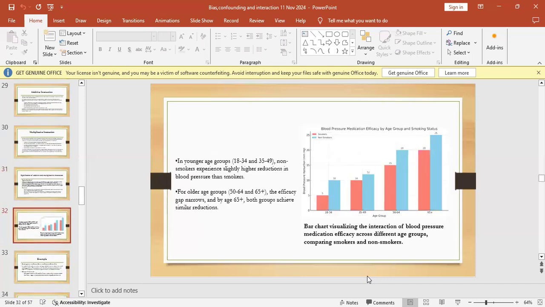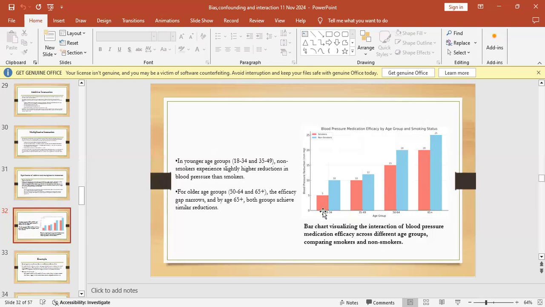Now, here is an example. This is a bar chart that visualizes the interaction of blood pressure medication efficacy across different age groups, comparing smokers and non-smokers. These are the various age groups: 18 to 34, 50 to 64, and so on. The smoker bars are red, while the non-smoker bars are blue. And on the y-axis is the blood pressure reduction in millimeters of mercury.